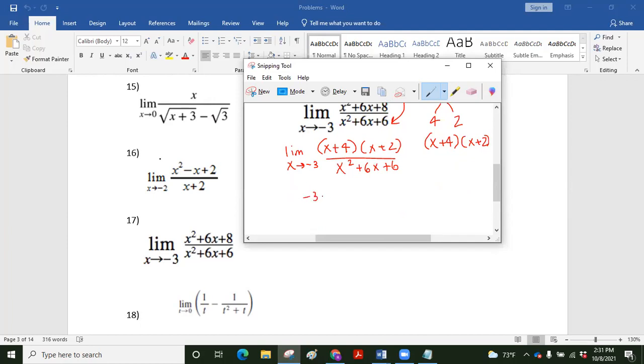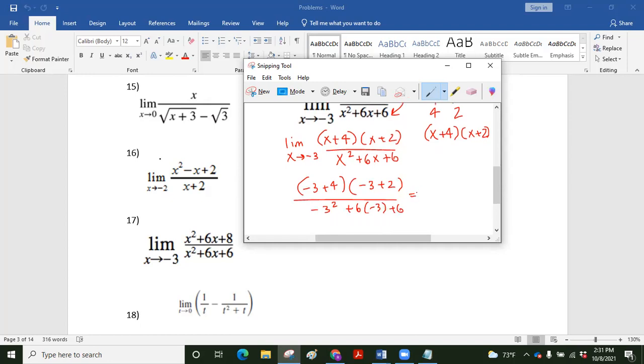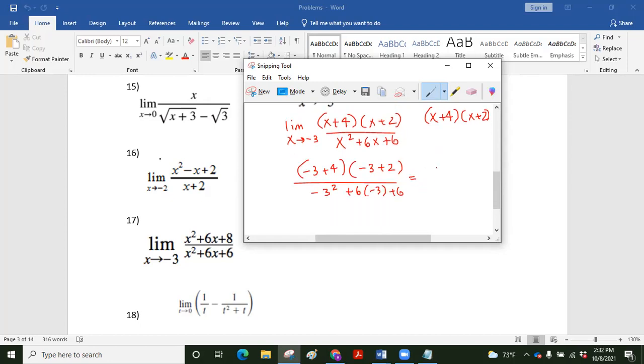So we'll say that this is -3 plus 4 multiplied by -3 plus 2 over -3 squared plus 6 times -3 plus 6. So we would have -1 in the numerator, and then we'd have -9. Well, actually, since we're squaring -3, I suppose it would just be 9. Minus 18 plus 6. So that's -9 plus 6.